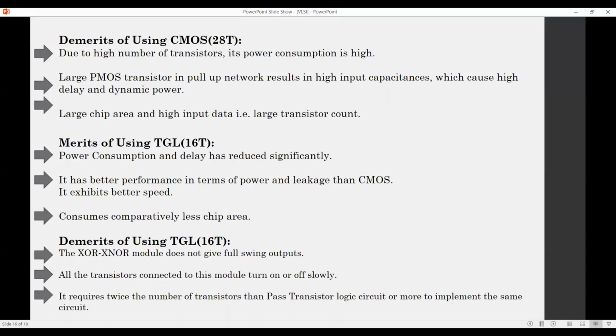Here, the large PMOS transistor in the pull-up network results in high input capacitances, which cause high delay and dynamic power. Since the full adder using CMOS has a high number of transistors, it occupies a large chip area and has high input data. Since it has some demerits, we have completed our project using a comparatively better way.